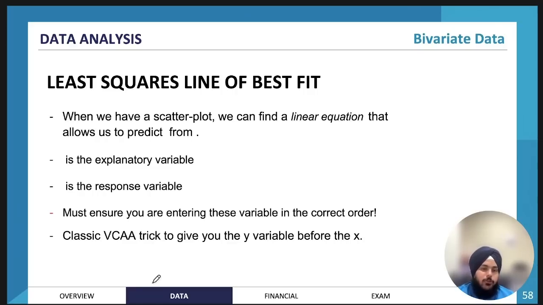So what we need to do, once we have our data plot, is use some form of linear regression, which can be found in your calculator. And once you've done that, we can calculate a linear equation, which is essentially your mathematical model.